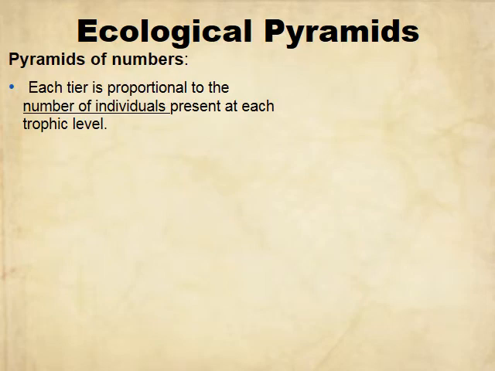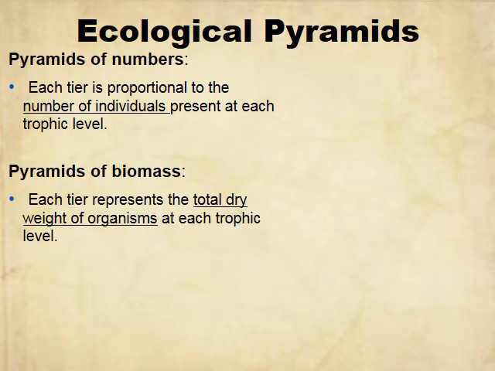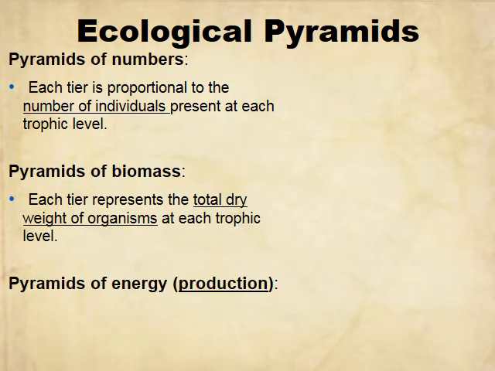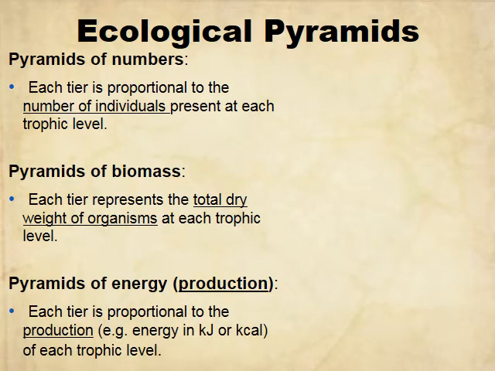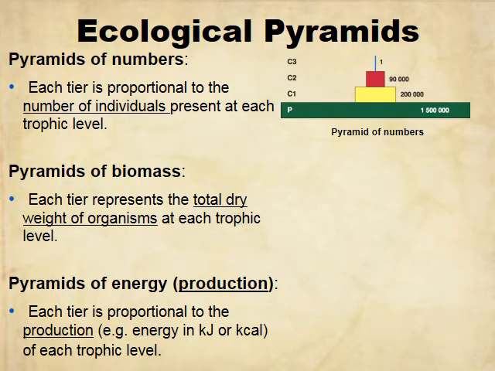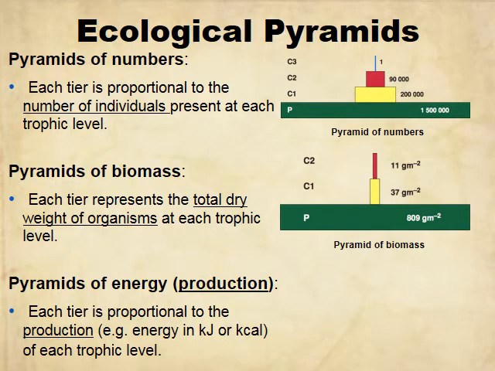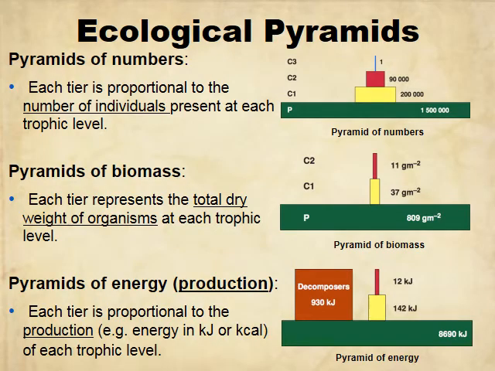So we have pyramids of numbers, and those are the number of individuals present at each trophic level. Then you have biomass, which is just the amount of dry weight at each trophic level. And then you have the pyramid of energy, which is the energy in each trophic level. Usually they look like pyramids. Okay, so you can see the bottom is always the largest. You need to have a very large base, because if only 10% of that energy, numbers, individuals are going up to the next level, you need to have a very large base.